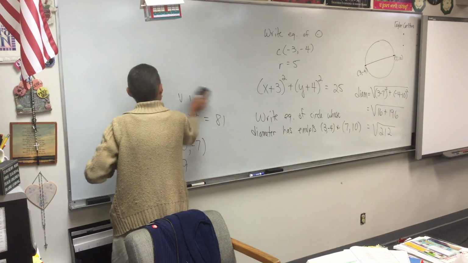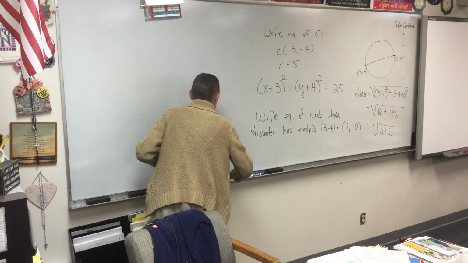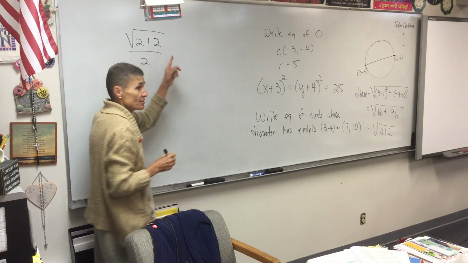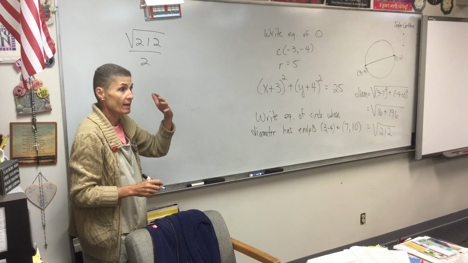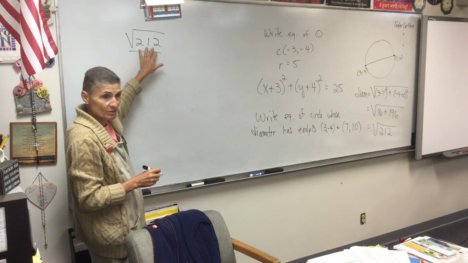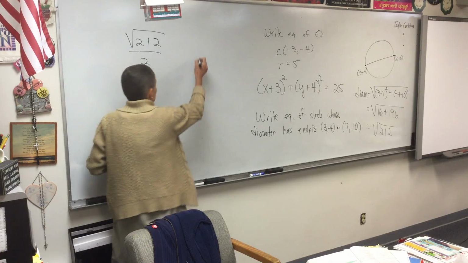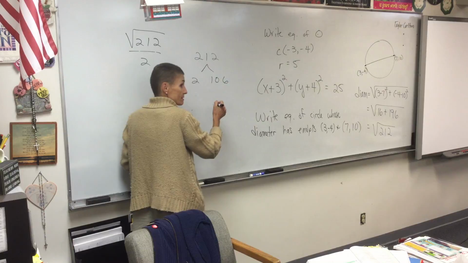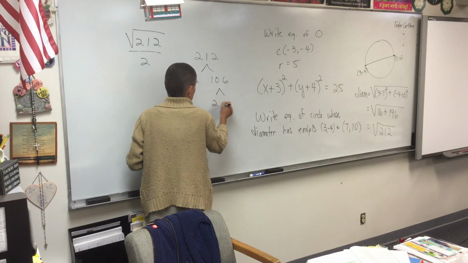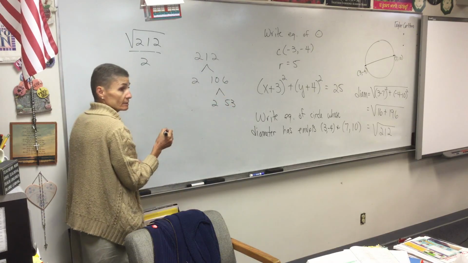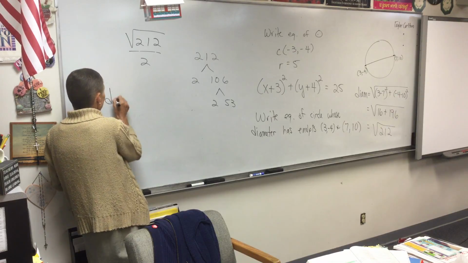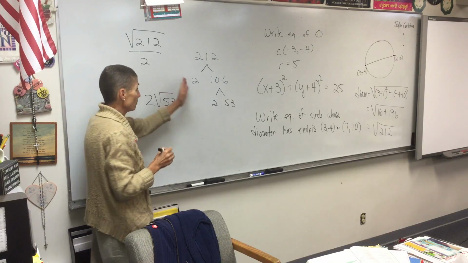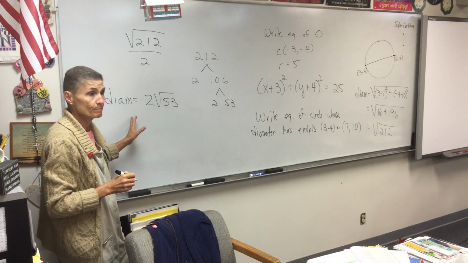So we need to cut that in half. When you cut it in half, kids, you can't just divide 212 by 2. Do you understand that? You have to simplify this radical. So 212 is 2 times 106, which is 2 times 53. So my diameter is 2 root 53. Did I pull a fast one there? Did you keep up?